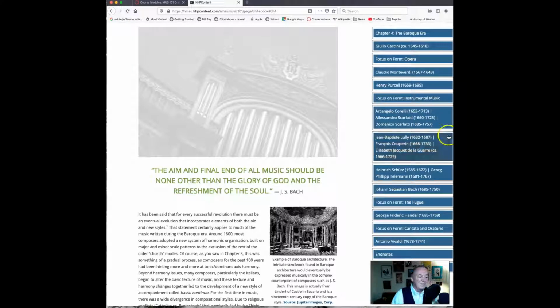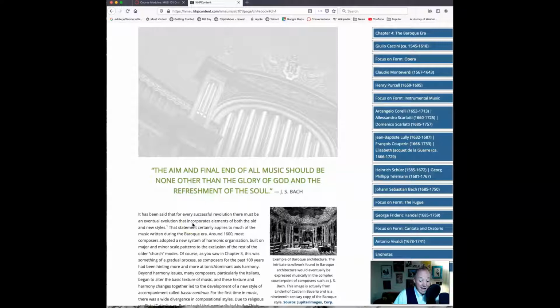There's a great quote at the beginning of the chapter. One of my old professors, Joseph Sylvan, taught me this. He had learned it from others, though. And I put it in the first sentence in this chapter. It has been said that for every successful revolution, there must be an eventual evolution that incorporates elements of both the old and new styles. There you go. That's it right there. That's what the Baroque period is all about.